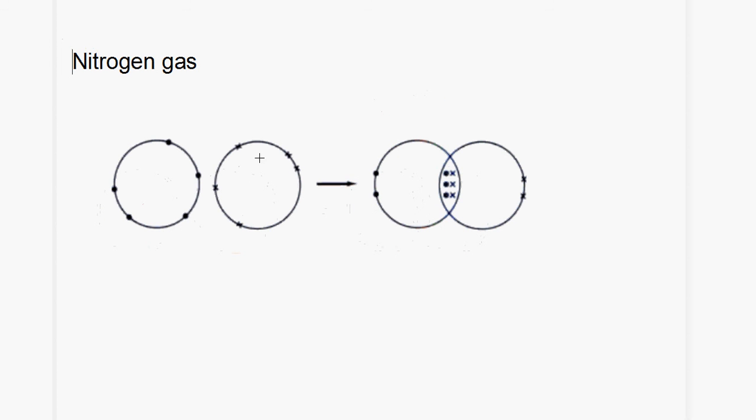In the case of nitrogen, nitrogen is in group 5, so it has 5 electrons in its outer shell. So if we have 2 nitrogen atoms here, what happens is that each nitrogen atom will contribute 3 electrons to the bond, and what will happen is we will end up with a triple bond.